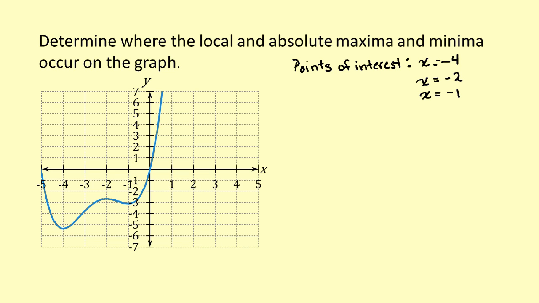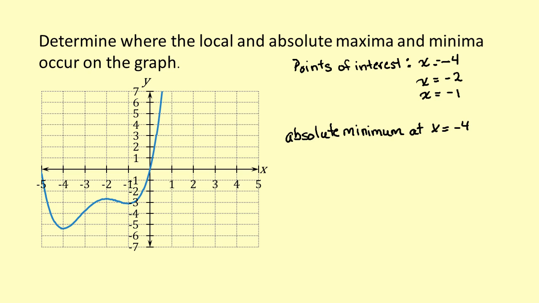The first low point at x equals negative 4 has an approximate y value of negative 5.25. Since it is clear that within the bounds of the graph this is the lowest point of the graphed function, we have an absolute minimum at x equals negative 4.